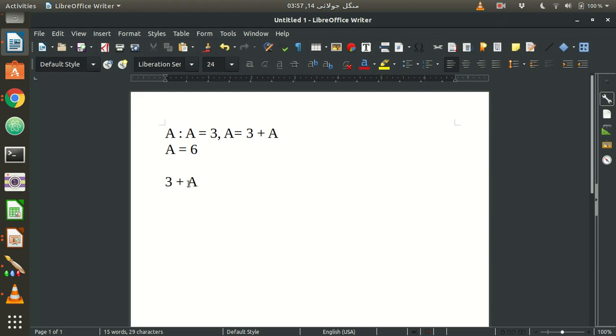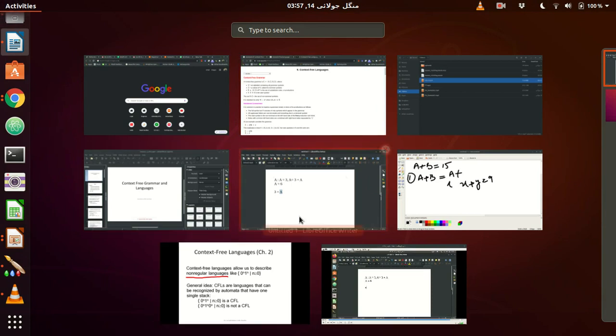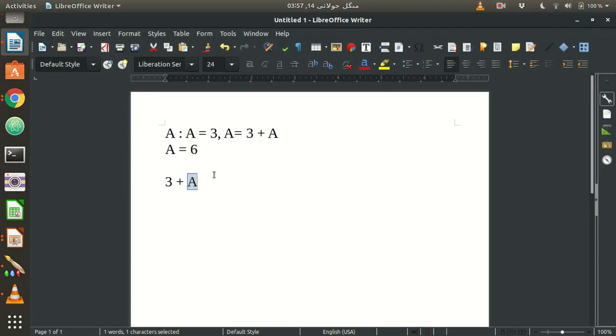Again, we can replace this A with A is equal to 3 plus A, or I can put A is equal to 3. When I put A is equal to 3, we cannot further derive anything. So this is equal to 3 plus, now instead of this A, I write A is equal to 3, and this is equal to 6.